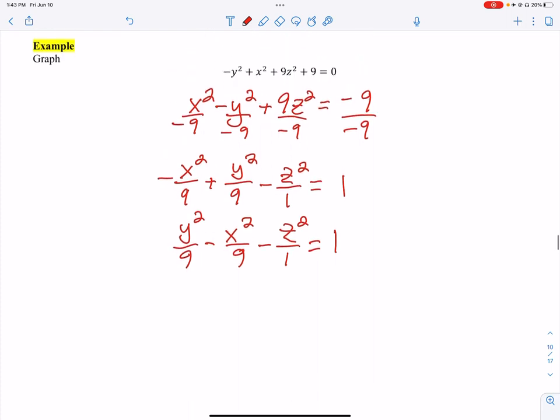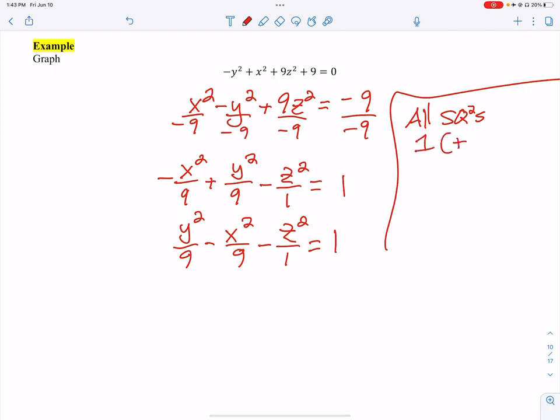All right, let's confirm what it is. It has all squares. It has one positive and then there's a constant, right? Those three things together tell us that it is a two-sheet hyperboloid. All right, so those things tell us that. So let's find our traces now.